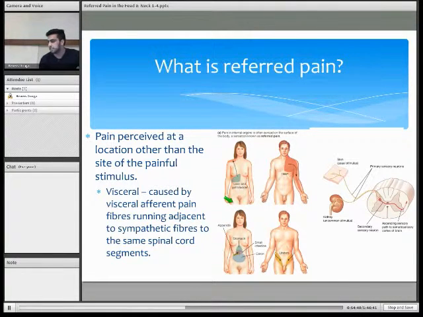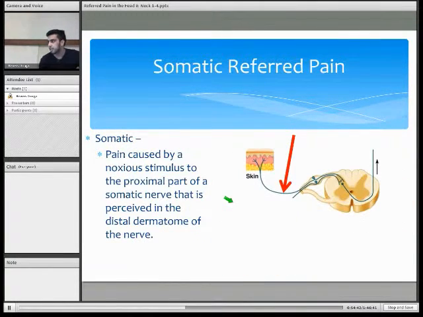Next slide. So the next type is somatic referred pain. It's a little bit simpler. It's where the noxious stimulus is on a proximal part of the nerve, and you feel that on the distal dermatome of the skin. Where the red arrow is here is where the noxious stimulus would be. The CNS would perceive it to be up here. A good example of that, the only example I could come up with, was shingles. So next slide.